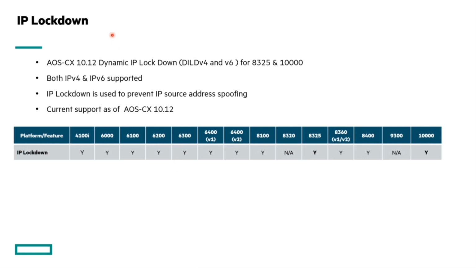First of all, let's talk about IP lockdown. So we've now introduced dynamic IP lockdown for the 8325 and the 10,000 products. We support both IPv4 and IPv6 with dynamic IP lockdown. This feature is used to prevent IP source address spoofing. And you can see from the table below the current supported platforms for dynamic IP lockdown. And you can see that we've now introduced in 10.12 to the 8325 as well as the 10,000.